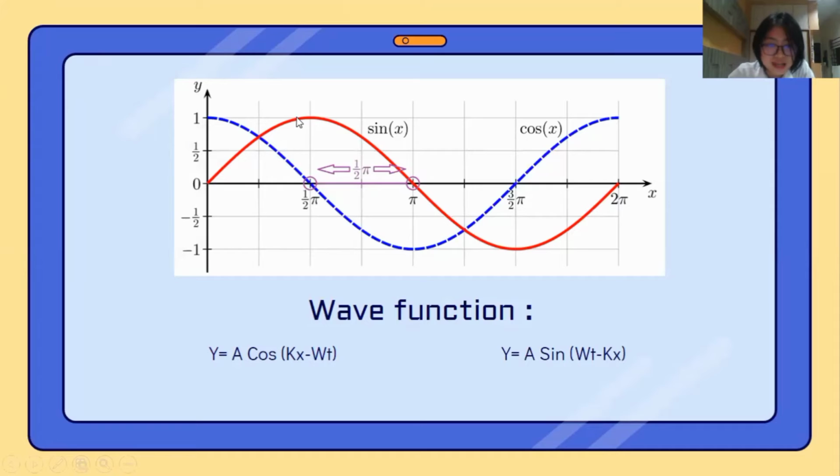So the sine wave is this red line, okay? A sine wave starts from the bottom, while a cos wave will start from the top, the blue line. So the difference is from the point that they start in, okay?